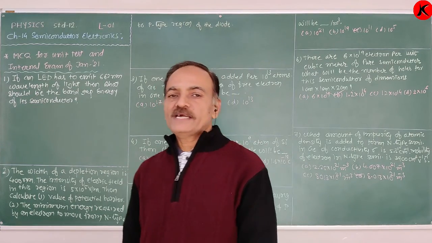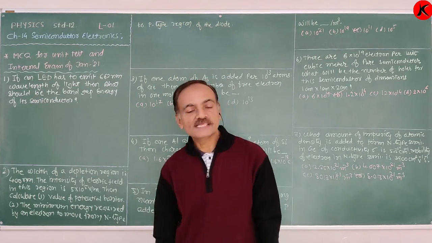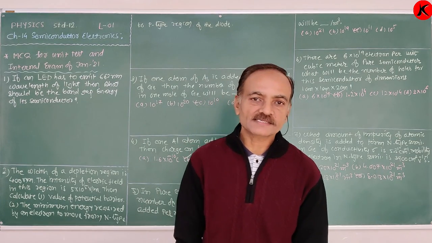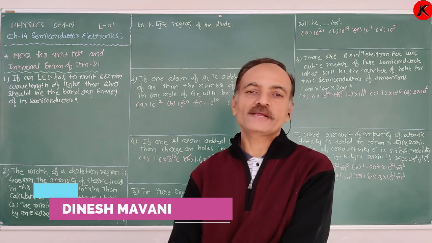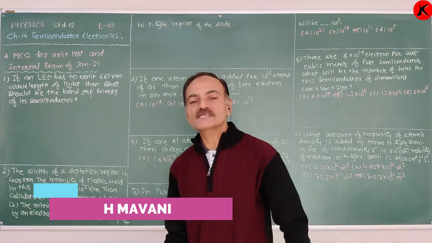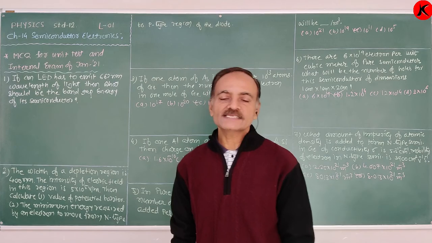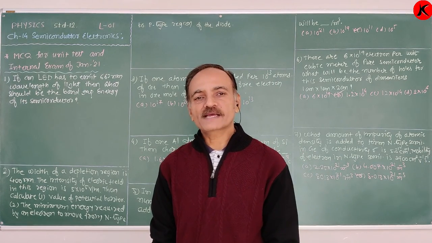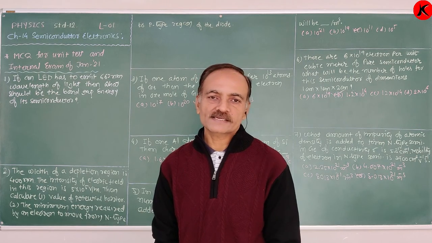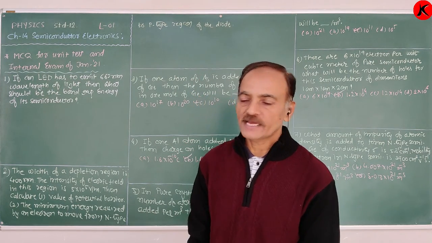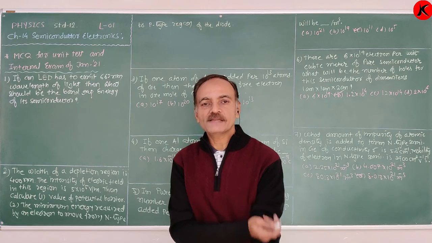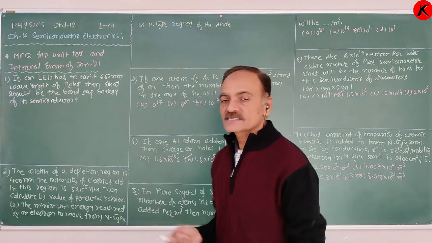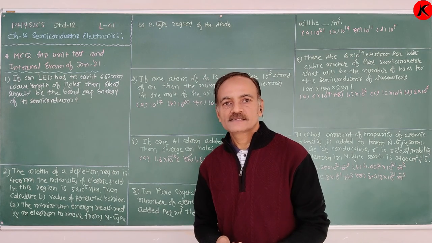Now, good morning, friends. In chapter 14, Semiconductor Electronics, which type of MCQ question can be asked in the exam, either the competitive or the board exam, and how we can solve it. Already in Semiconductor Electronics, we discussed the pure semiconductor, N-type and P-type semiconductor. Also in the PN junction diode, the potential barrier and depletion region. And also we discussed the logic gate.